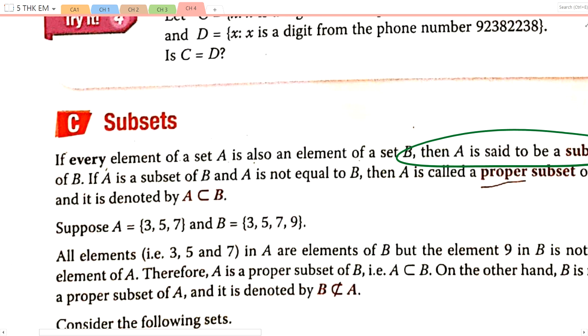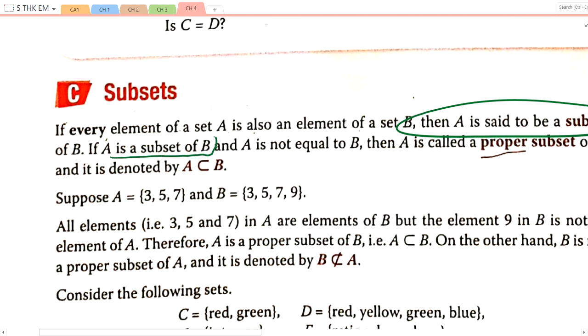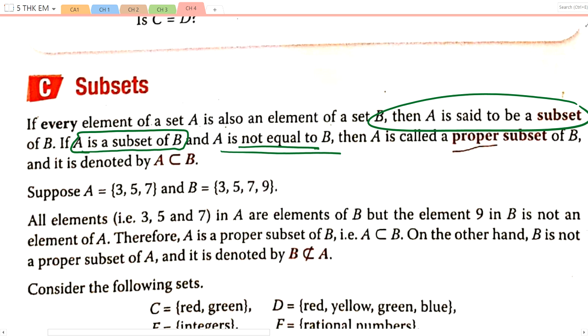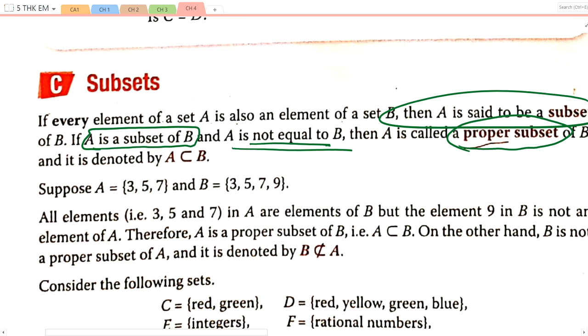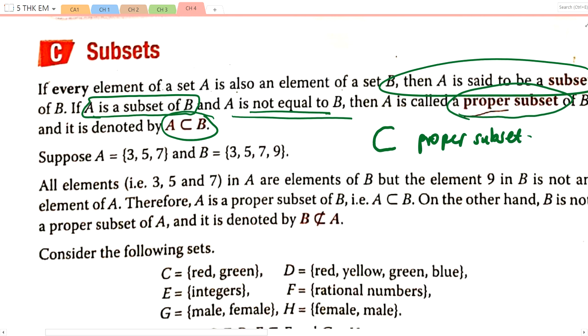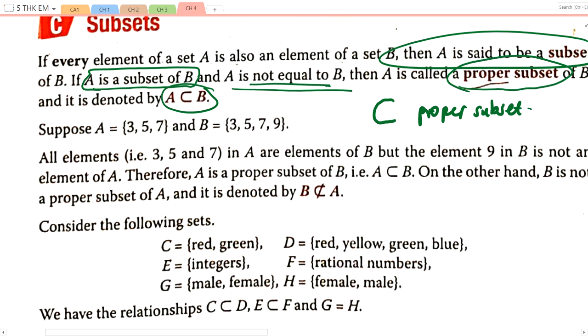However, if A is a subset of B, but A is not equal to B, subset but not equal to, then we say that A is a proper subset of B. And this is the symbol we use for proper subset. This one refers to proper subset. Okay, so we'll use some examples to understand what the differences are. Here I've got two sets, A, which contains 3, 5, and 7, and B containing 3, 5, 7, and 9.